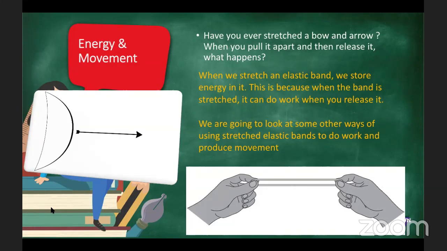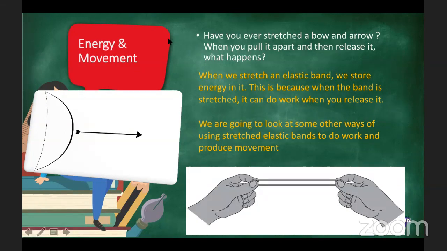Then on the bottom of the screen, it's two hands pulling an elastic band. Whenever two hands are pulling an elastic band, it can be three hands, it can be four hands, but whenever an elastic band is forcefully pulled and you release it, it will produce a type of energy which is called movement energy.